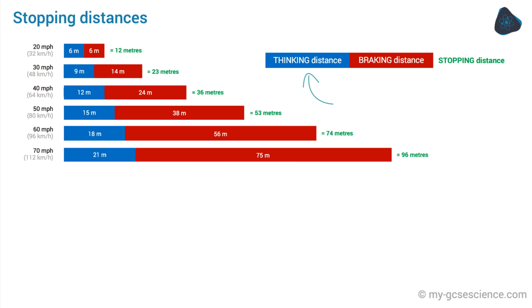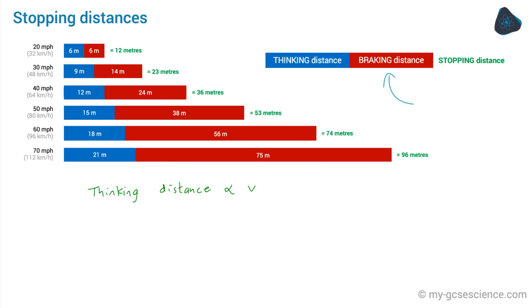Let's have a look at thinking distance first. When the speed doubles from 20 to 40 miles per hour, for example, the thinking distance goes from 6 to 12 meters. In other words, it doubles too. The same pattern can be seen when the speed increases from 30 to 60 miles per hour. For this reason, we can say that the thinking distance is proportional to the speed of the car.